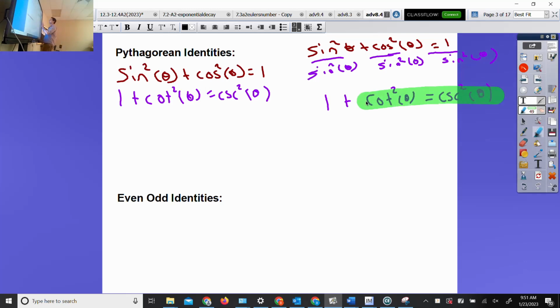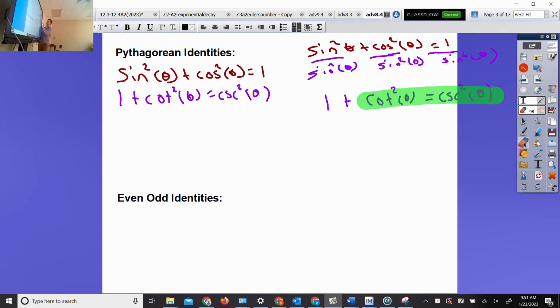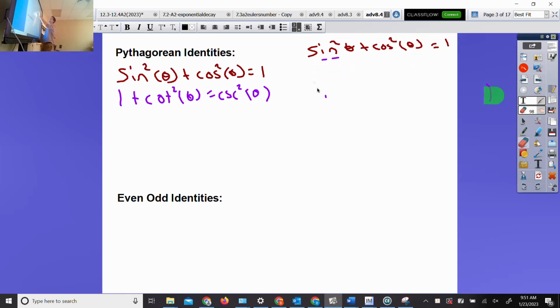Where did cotangent squared come from? Because cosine over sine is cotangent, right? Look at the previous slide. You told me that. Okay, yeah, that's a question. I'll put it. But anyways, Jaden's right. Instead of dividing by sine squared, what can we do? Divide by cosine squared and see what happens.